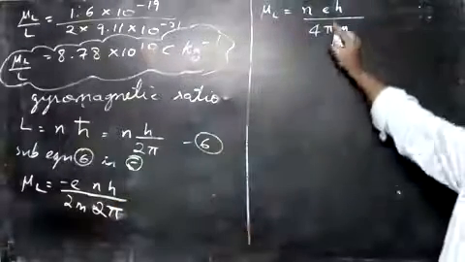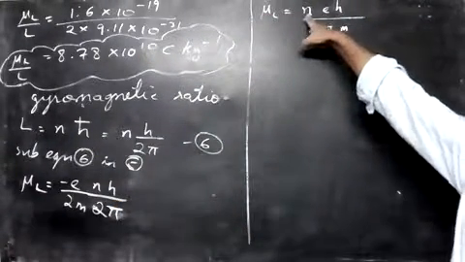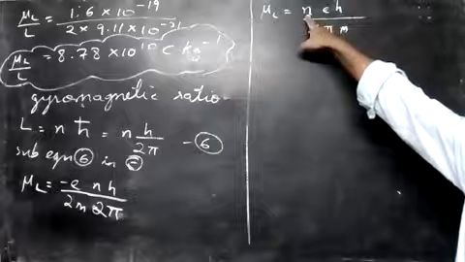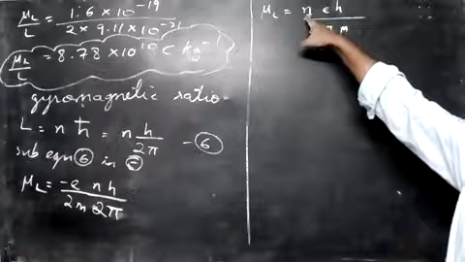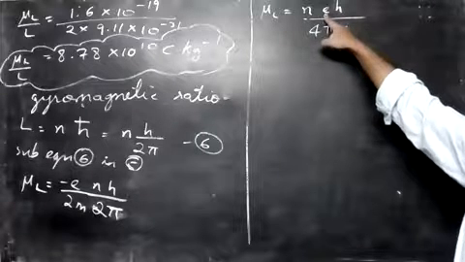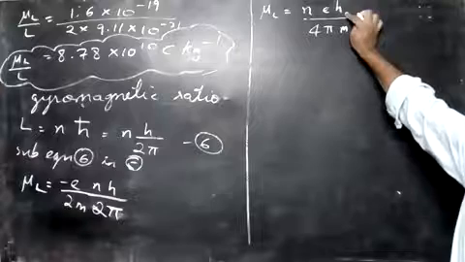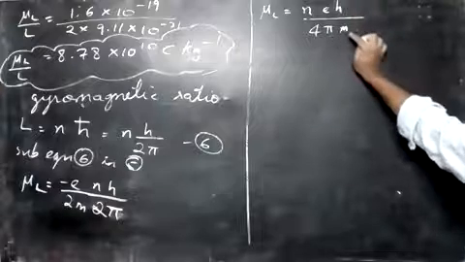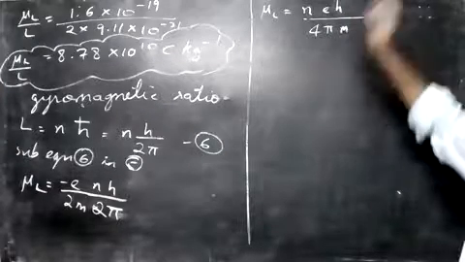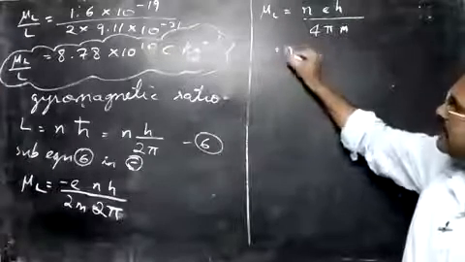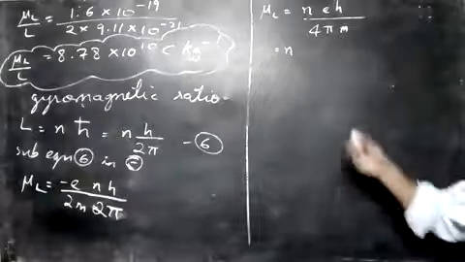Now substitute the values here. n means the principal quantum number: the first orbit, second orbit, third orbit, n equals 1, 2, 3, 4. Then e means the charge of the electron, h means Planck's constant, pi is 3.14, m is the mass of an electron. Let's substitute the values and see. n I'll write as it is.